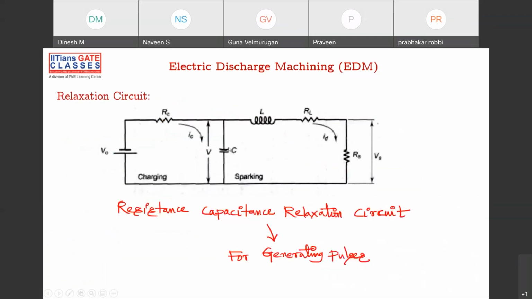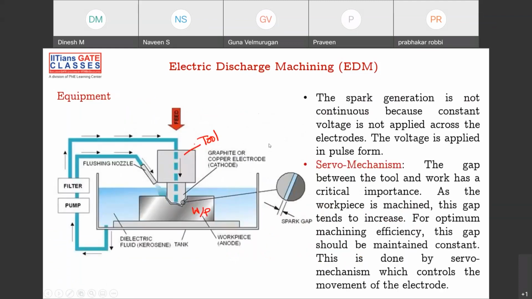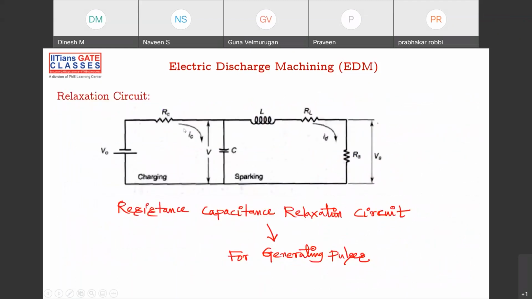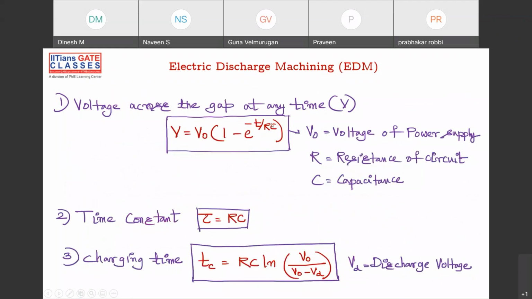And let's not get into this. So this is a very big circuit in electric discharge machining. Through this circuit there is a charging time and a discharge time, so this is why it is called discharge. Charging, T on; discharge, T off. There are so many things. Because of this resistance, capacitance, relaxation circuit only, these pulses are generated. And during those pulses, all these things are happening.